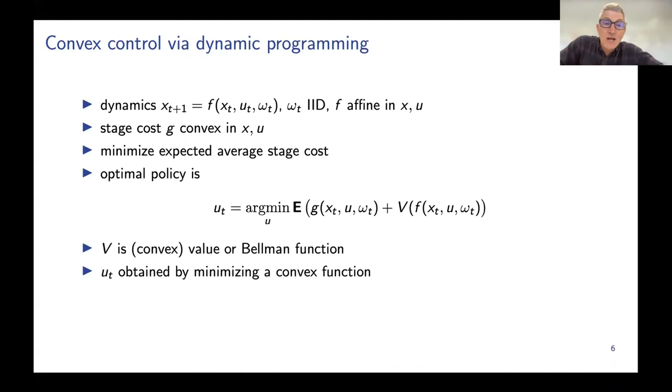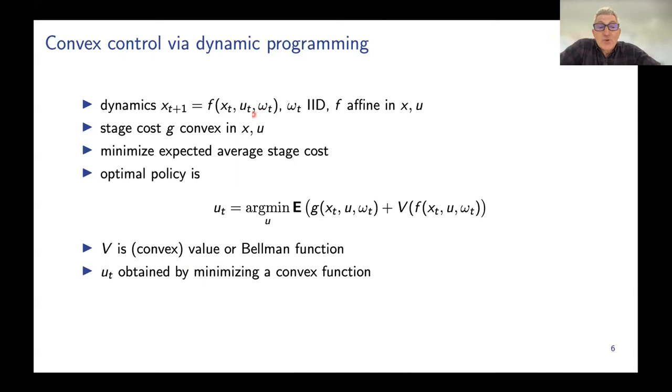Now, we can also just do very general convex control. So here, suppose my dynamics are linear or affine in the state and the control, that's X_t and U_t. Omega_t is some disturbance, those are IID.